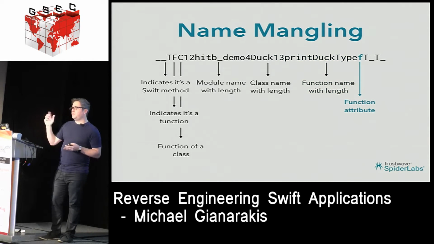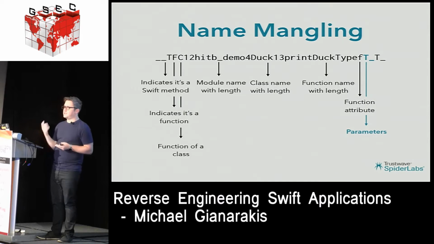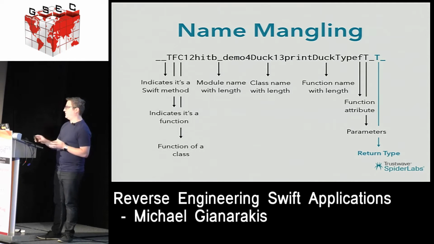That's a function attribute, and it can change. I'll go through different function attributes that you can have. Then you have parameters. This particular method doesn't have any parameters, so there's nothing there. And then you have your return type at the end. Again, this didn't have any return type.